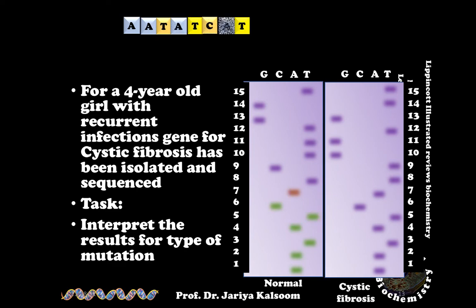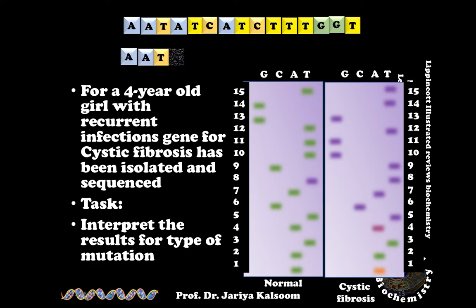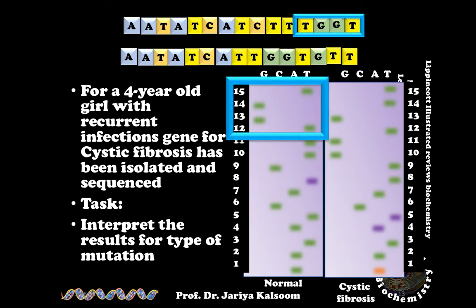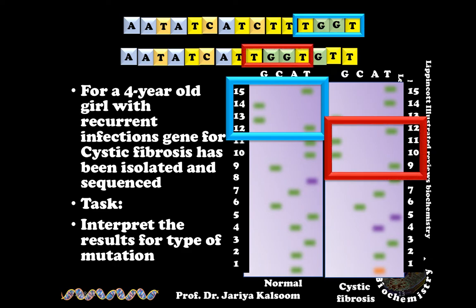The sequences are read from bottom to top of the trail. For normal, or control, it reads A A T A T C A T C T T T G G T G T T. For cystic fibrosis, it can be read as A A T A T C A T T G G T G T T. In this case, the sequences for the control and cystic fibrosis are identical for the first 8 bases.